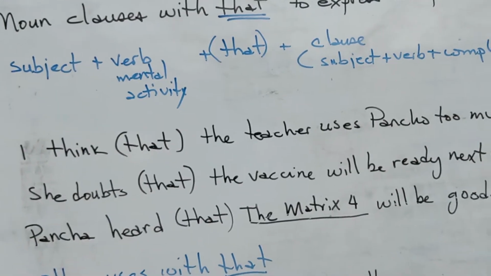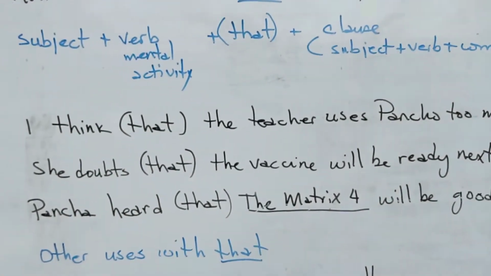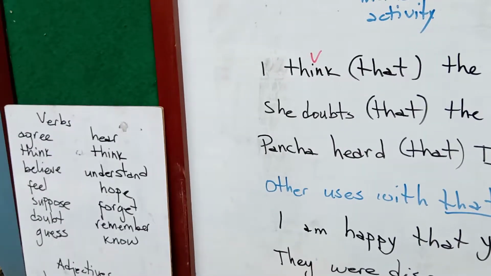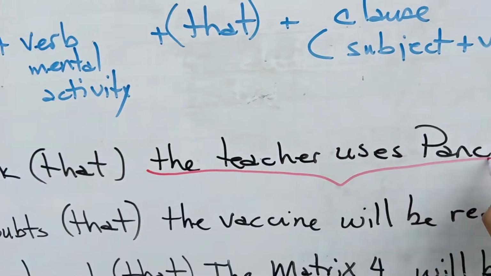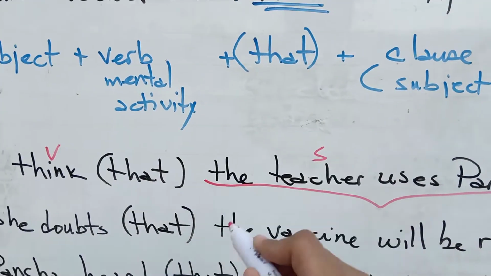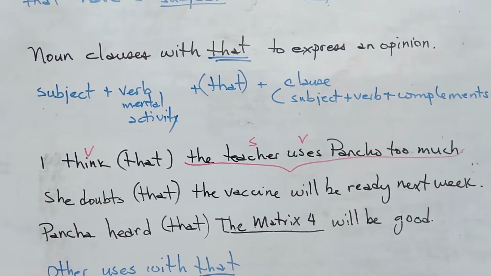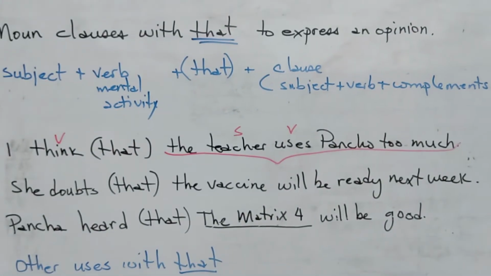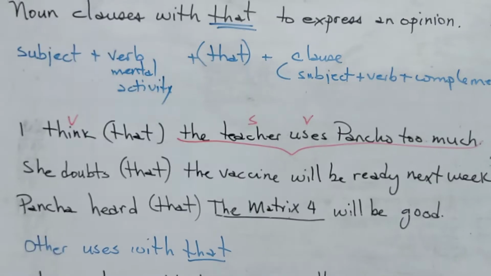I think that the teacher uses Pancho too much. Think is a verb, the one that I'm going to use to express my opinion, and that is in parentheses. So all of this is my noun clause. Look, I use a subject again, and I use a verb. The rest are complements. So I think, I believe that the teacher uses Pancho too much. I think the teacher uses Pancho too much. It is the same thing to use that or not.